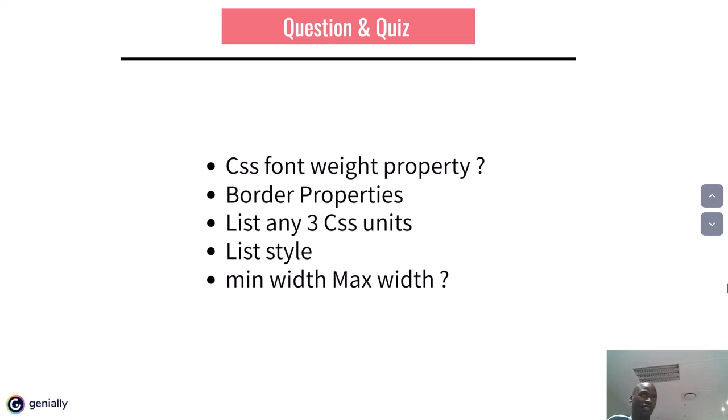So who can tell me about the border properties, or list any three border properties that you know? Because border is a shorthand property. There are a lot of properties that fall under the border property. Just one, not three. You said border style, border color.